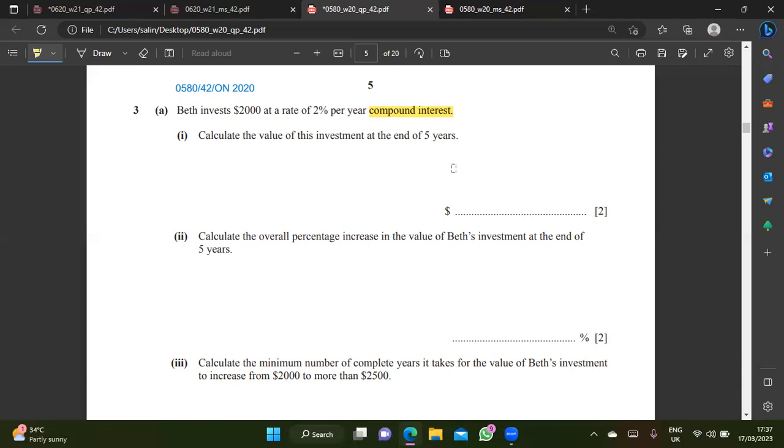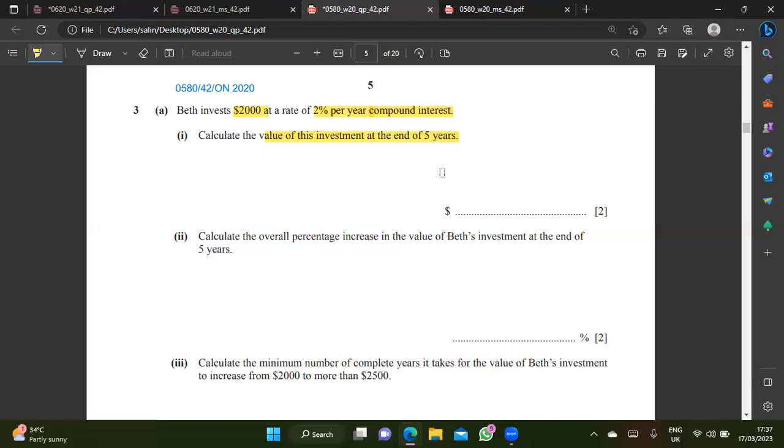Okay, let's read the question. It says here, Beth invests 2,000 at a rate of 2% per year compound interest. Let's go directly to the question. Calculate the value of this investment at the end of 5 years.